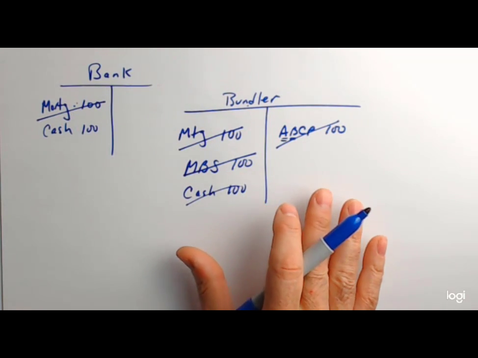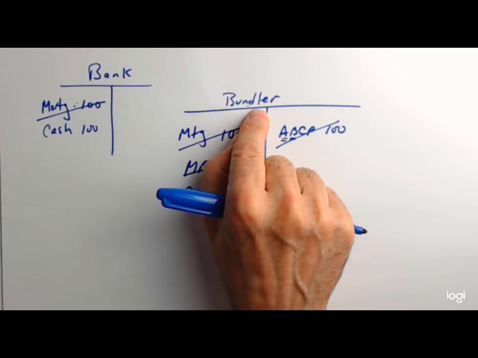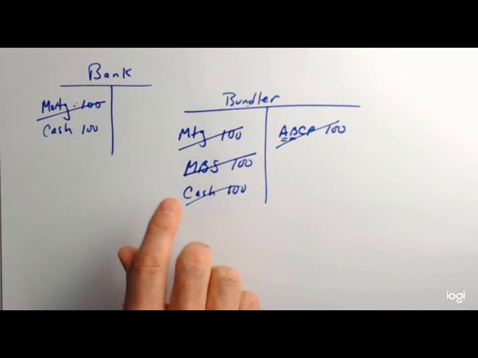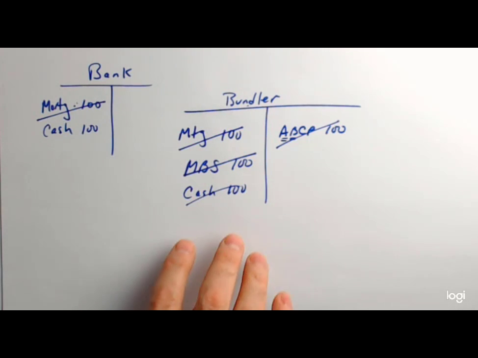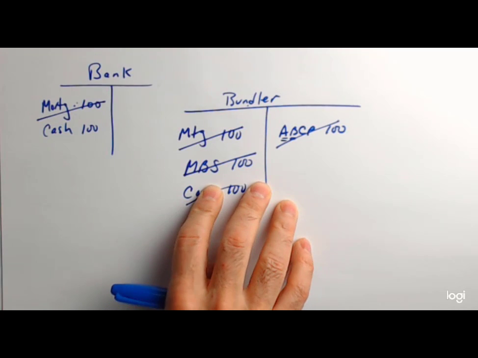What I left out of the story was there's obviously margins going all through this, so that the bundler makes money and the bank makes money. But that's just an unnecessary complication. What we want to see is, here's the transactions and the process and how it works.